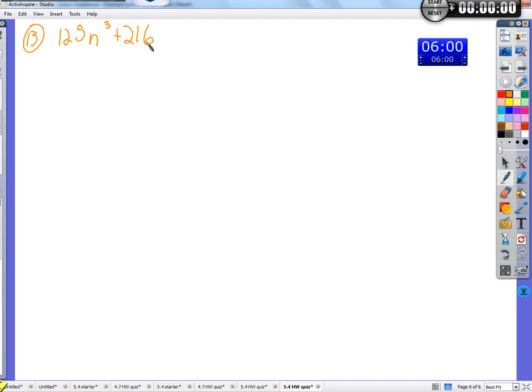Alright, so is this a difference? It's not even a difference. There's only one that it could be, which is what? Sum of cubes. Only if it's sum of cubes. So only if you can write this like this: something cubed plus something cubed. Can we cube something to get 216? 6 cubed is 216. Can you cube something to get 125n cubed? 5n. 5 cubed is 125, n cubed is n cubed.